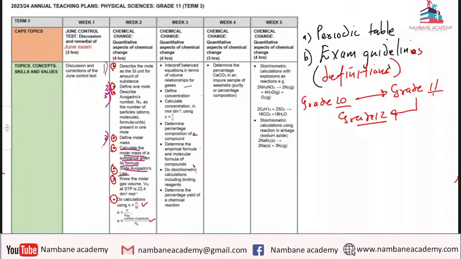So by the end of this week, all the topics of week 2, 3, and 4 will have been done and completed. But the pace that we go into is us developing that we have a solid foundation. So it might look like it's revision, yes, but it's more of grade 10 work that we need now to solidify the foundation.